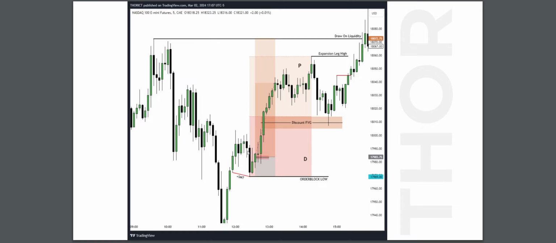The order block is here, so the real sentiment change would be a violation of this order block. You got to be aware of that. Otherwise, you would be shorting this fair value gap, right? Unless you know the drawn liquidity.